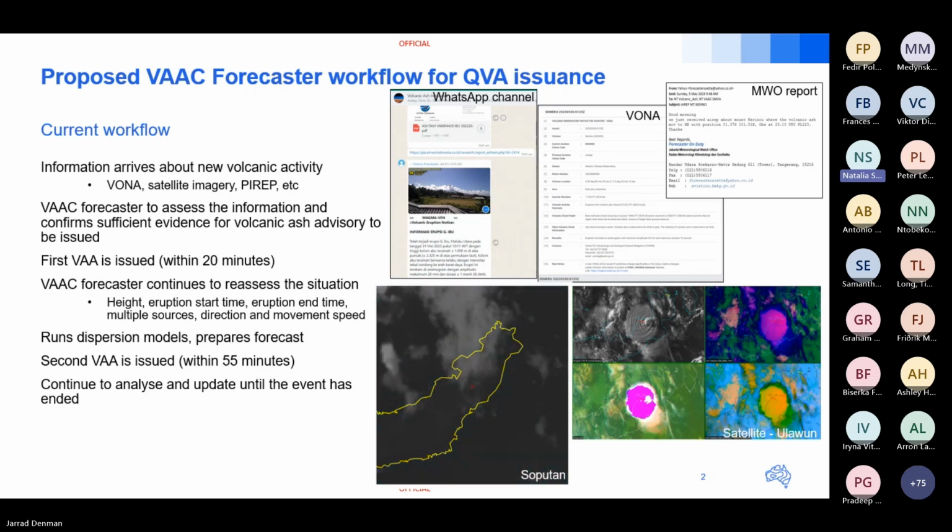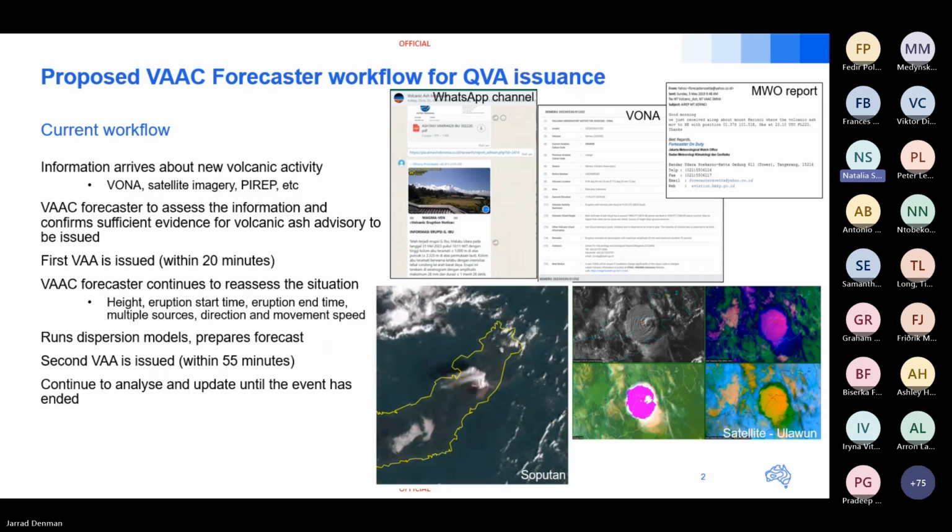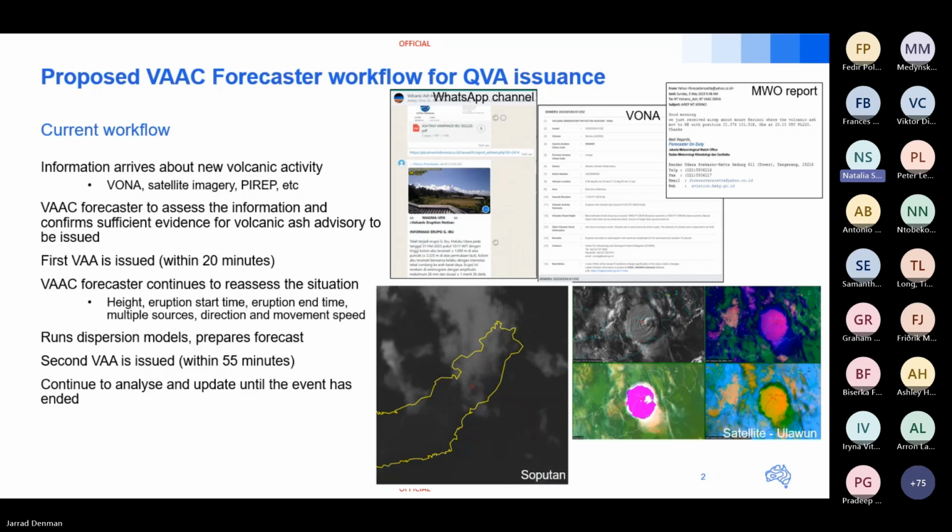So you usually get the second volcanic ash advisory issued within 55 minutes after the first volcanic ash advisory, sometimes quicker depending on the situation. And then the forecaster will continue to analyze and update the situation until the event has ended.